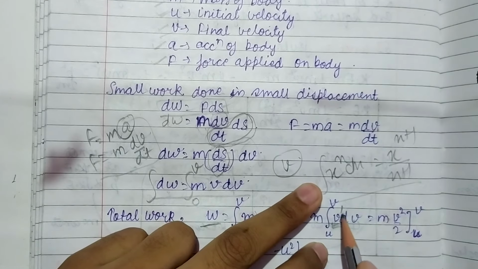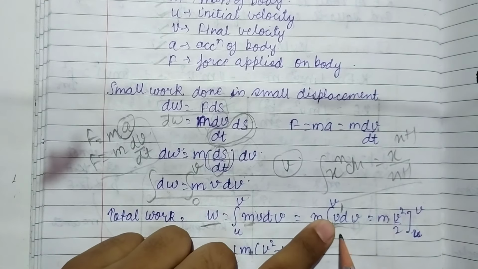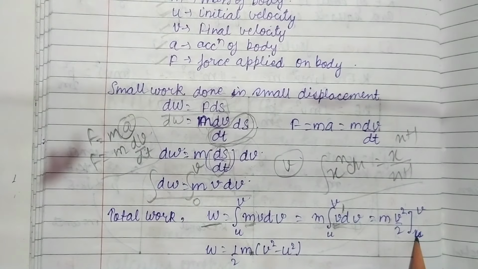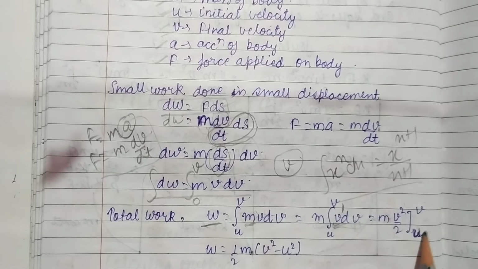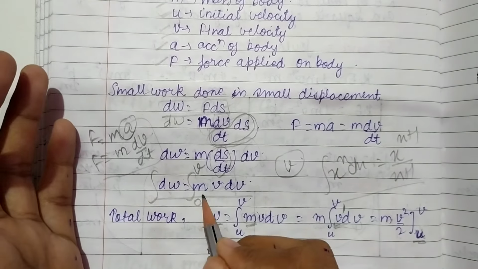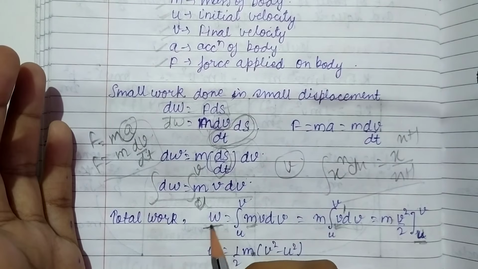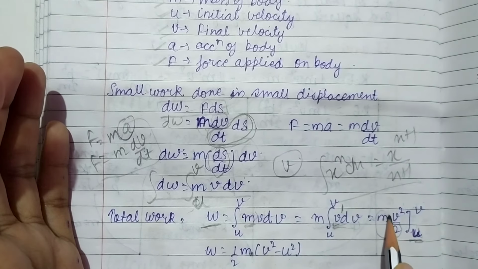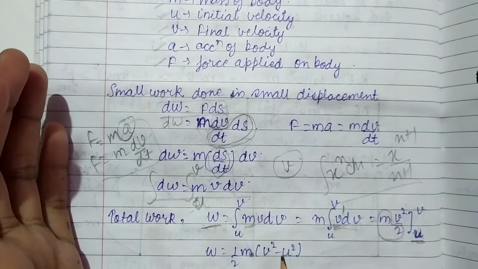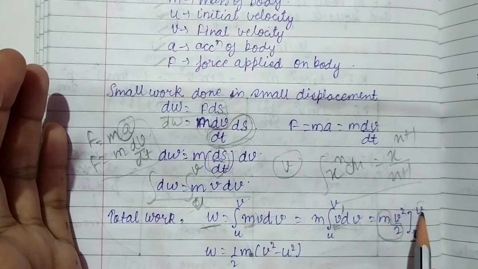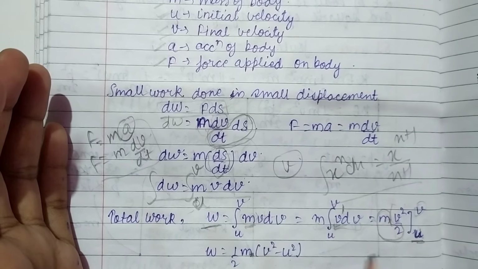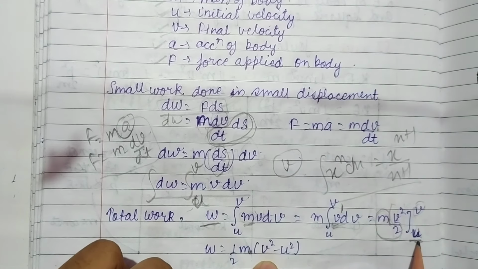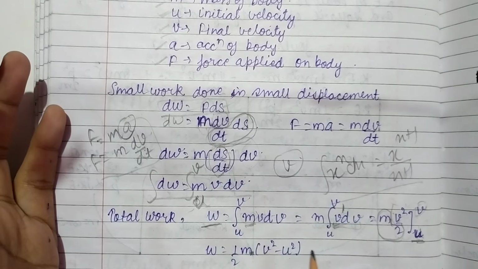So here the power of v is 1, so 1 plus 1 upon 1 plus 1, giving m v to the power 2 upon 2, and the integration is from u to v. u is the initial velocity and v is the final velocity. Okay, so now if we take 1 half and m outside as they are constant, and put the values of v and u, first we put v, and then with the negative sign we put u, so v square minus u square.